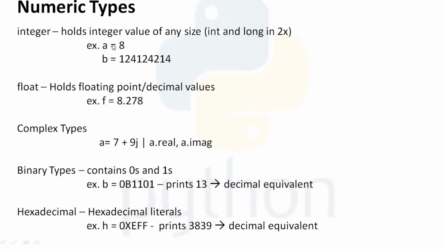Coming to numeric types, the first type in numeric is integer. Integer is kind of normal integer values without any decimal places. It holds integer values of any size, like a is equal to 8. 8 is nothing but an integer, or a simple number. And if you see b, it's some really long one.